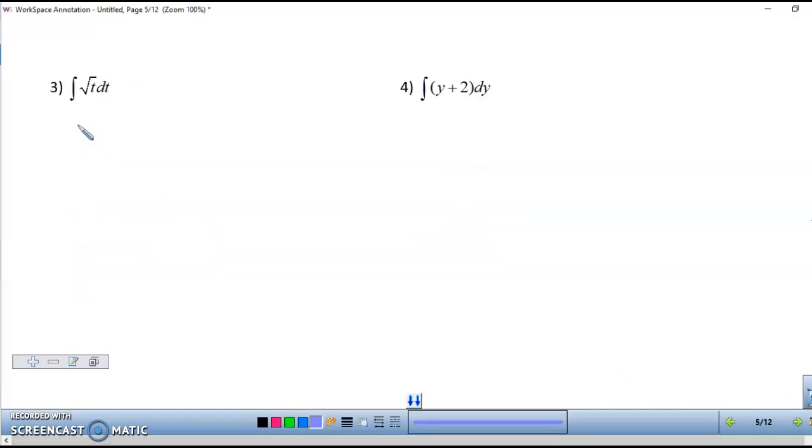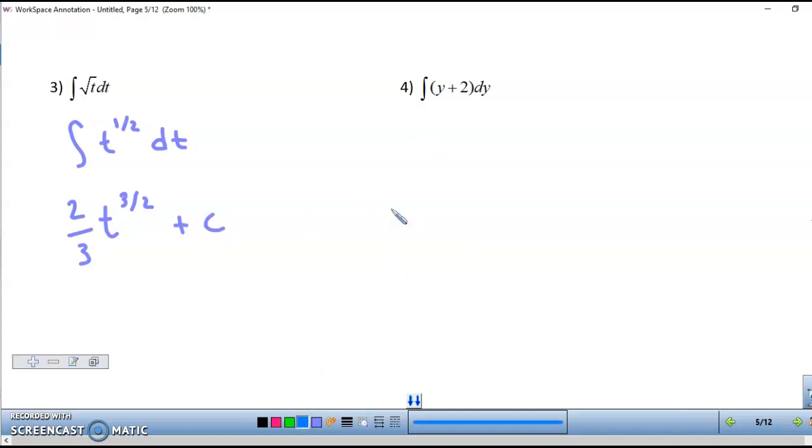I could rewrite this one as well. Instead of radical t, I might write t to the 1/2 dt. If I add 1 to 1/2, then I would have t to the 3/2. I multiply it by the reciprocal of 3/2, so 2/3. T to the 3/2 plus c.